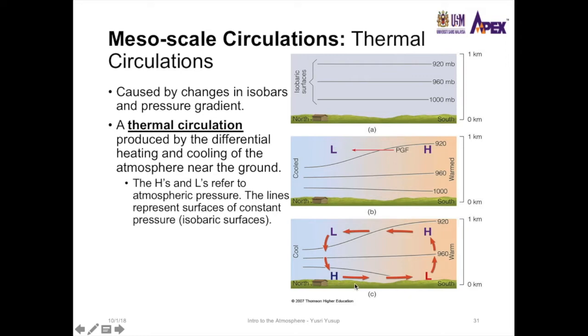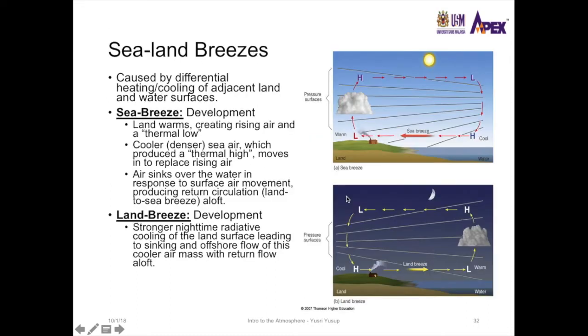This movement of air from the high pressure zone to the low pressure zone, and the hot air rising and cool air sinking between the different levels of the atmosphere, creates the so-called thermal circulation. Now we look at the sea-land breezes.